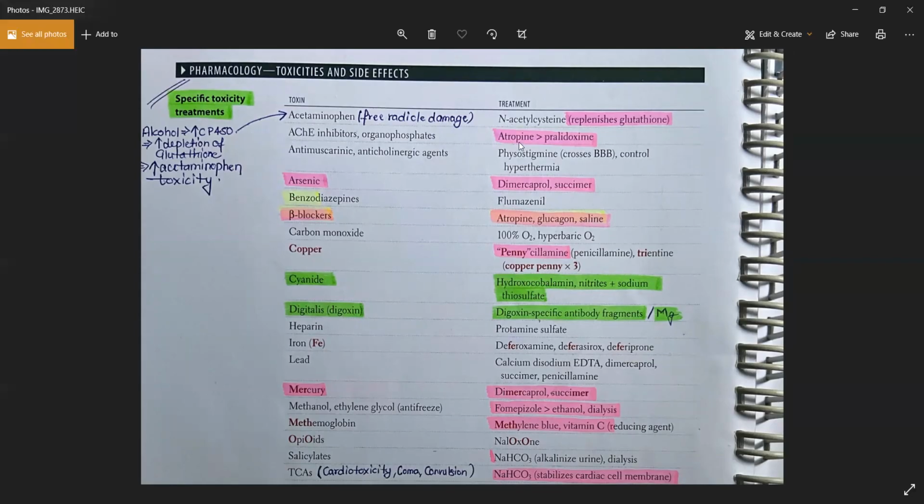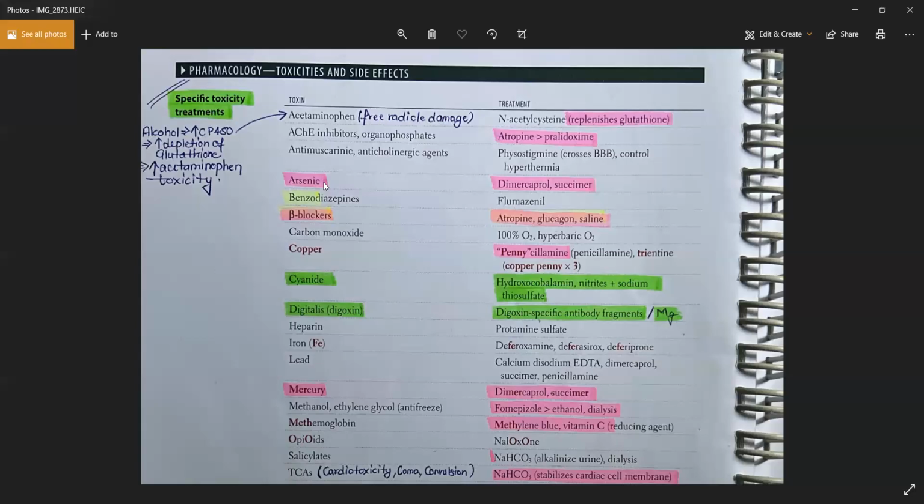We have discussed that, and then you will give the patient pralidoxime. Third, for the anti-muscarinic agents, you always give the patient physostigmine. Why? Because it inhibits both the symptoms in the brain as well as outside the brain, right? That's why physostigmine.